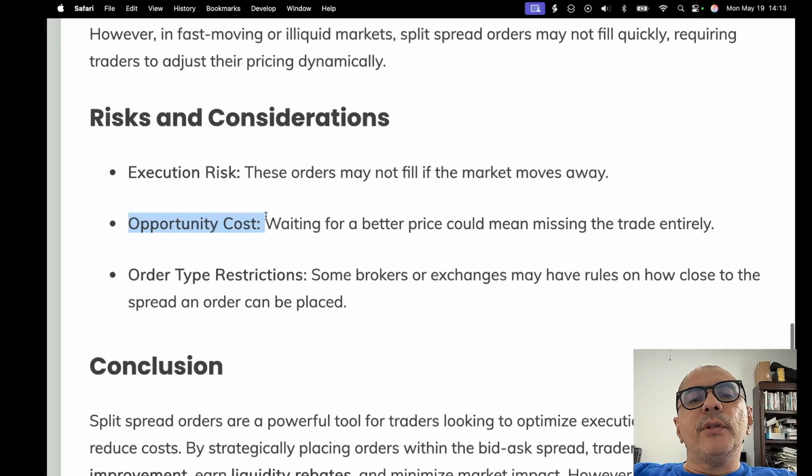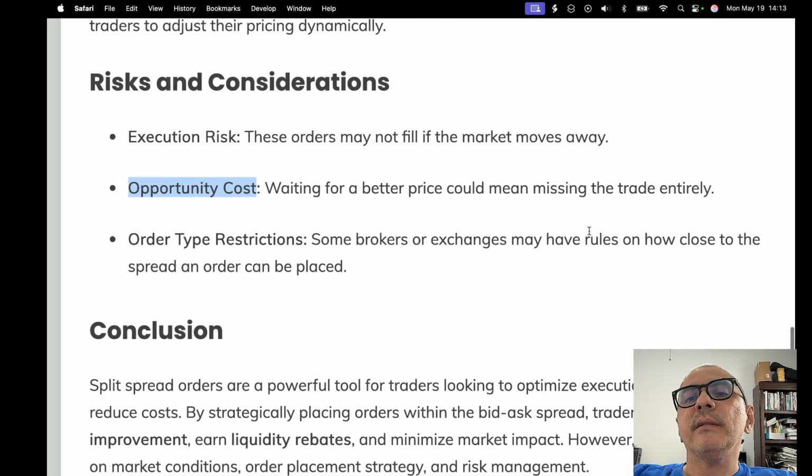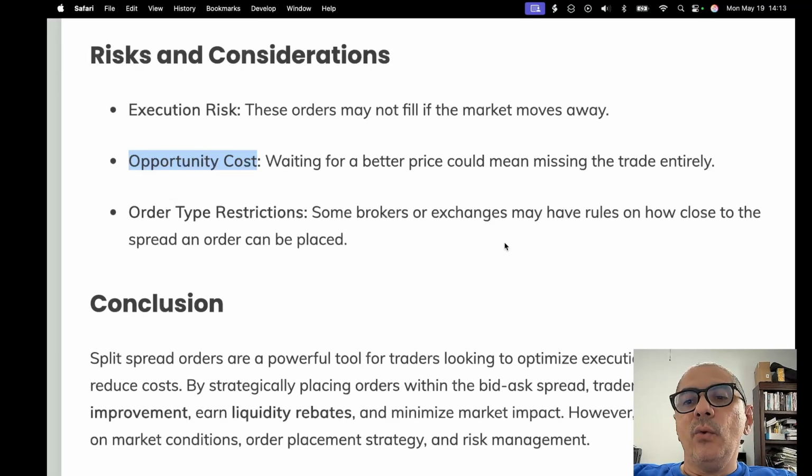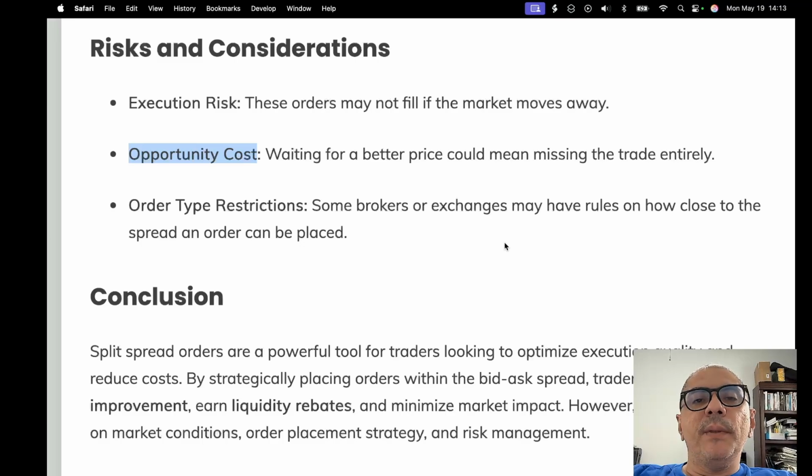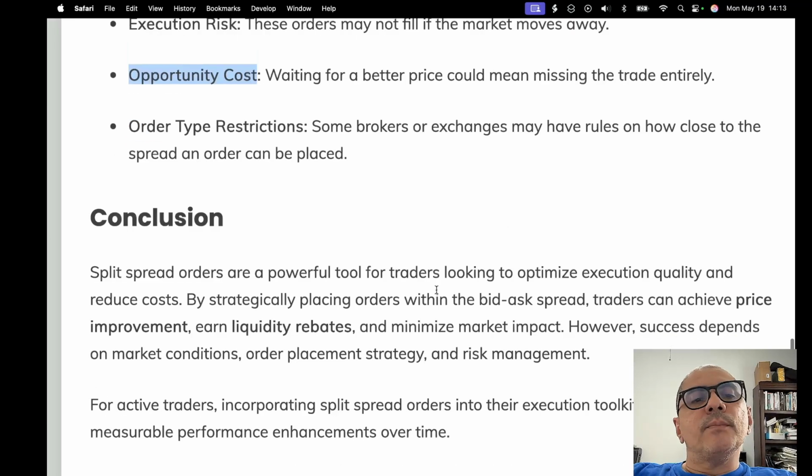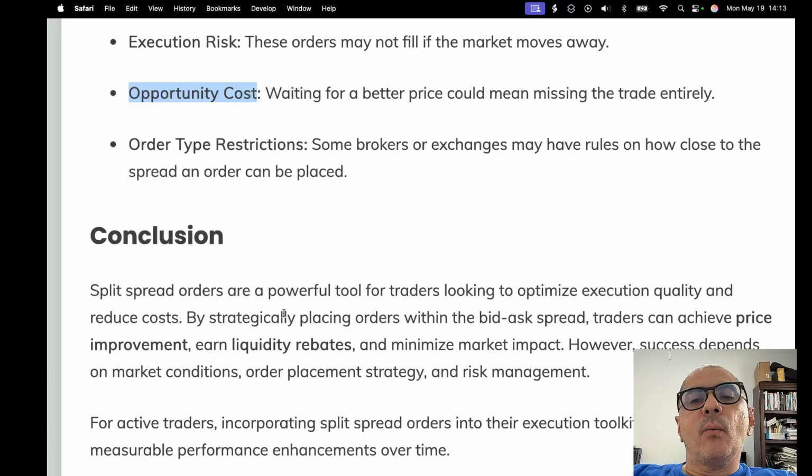Another problem is opportunity cost. You may not be waiting, because waiting for a better price could mean missing the trade entirely. So there are some situations where you want to really make a trade exactly at the moment that you want, and in that case, it's better just to go to the bid ask standard price. So basically, these split spread orders are a powerful tool for traders, and you should use them when you have the opportunity and whenever you want to have a better price. That's the moment when you should use this kind of strategy.